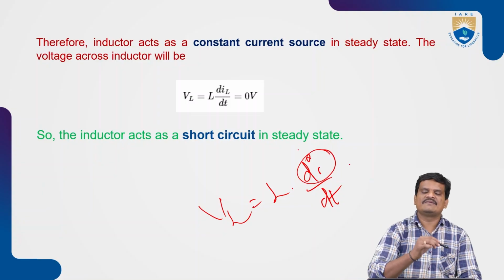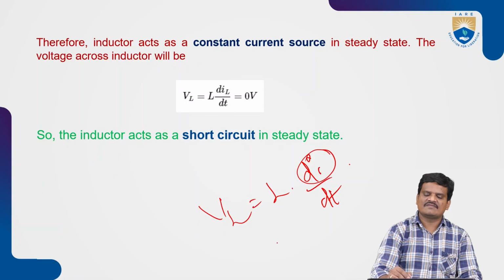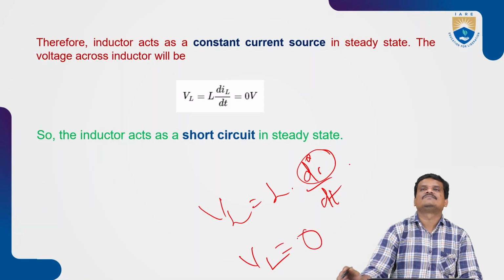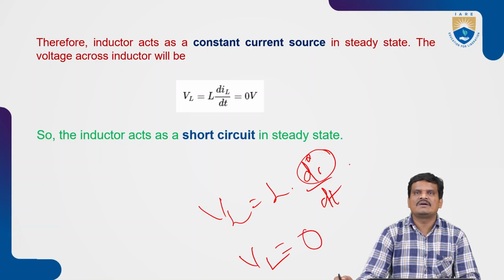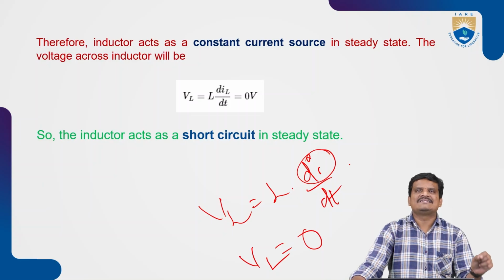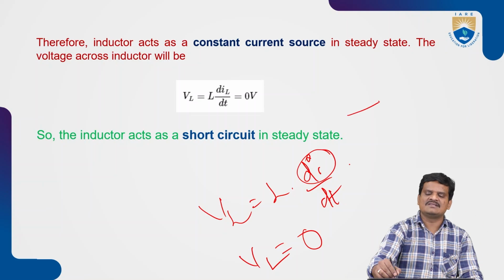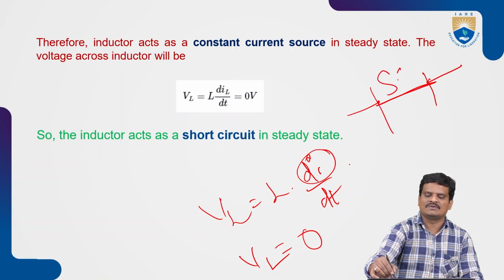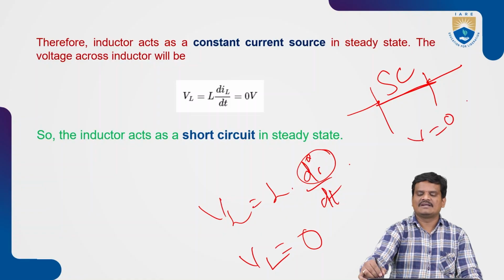The current obtained previously was constant. So the differentiation of a constant is considered as what? 0. So, under steady state condition, inductor will act as a constant current source element, and the voltage across the inductor is considered as 0. If the voltage across the inductor is 0, you need to replace the inductor with a short circuit. Voltage 0 in general indicates a short circuit, and current 0 in general indicates what?